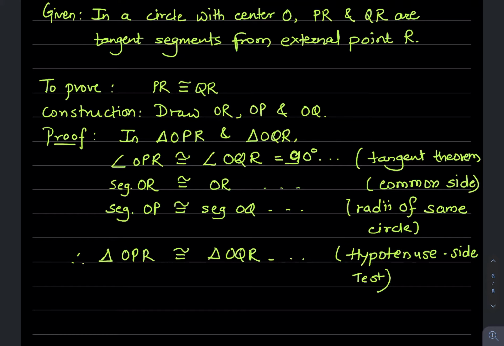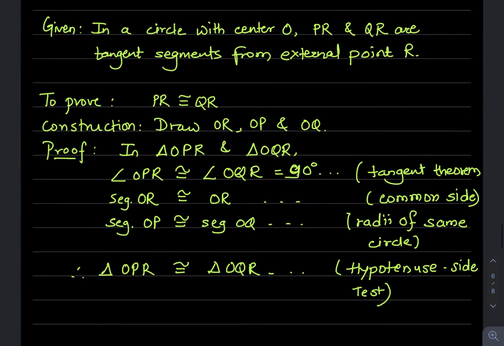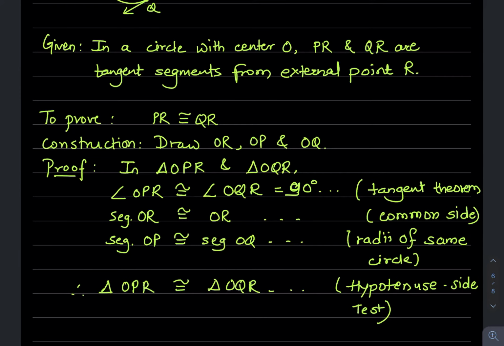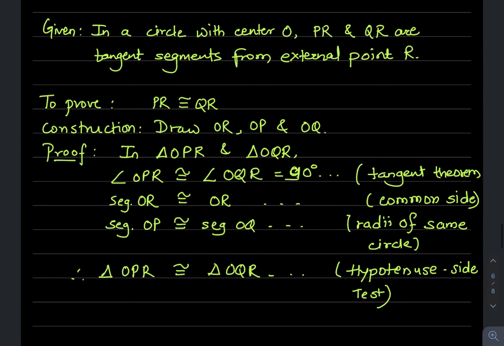So in order to make the right correspondence, you have to see which side is congruent to which side and which angle is congruent to which angle. So here OP is congruent to OQ, so OP and OQ are in the first two positions. Then OR is congruent to OR, first and third is OR, here also first and third is OR. And angle P is congruent to angle Q, so angle P is in the middle, here Q is in the middle. So this is the right correspondence.